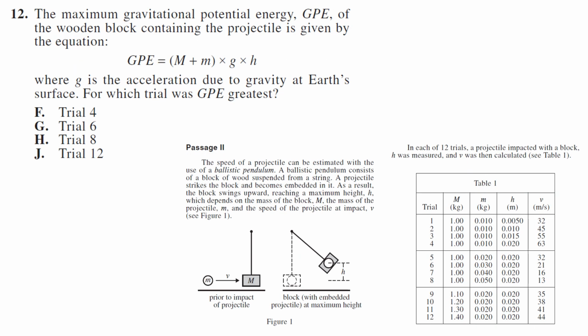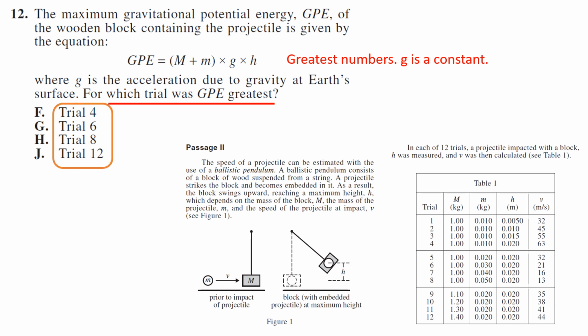Number 12, the maximum gravitational potential energy of the wooden block is given by this equation where G is acceleration due to gravity. For which trial was GPE the greatest? Well, G is going to be a constant, so we're just looking for which numbers are the biggest, because the biggest numbers are going to make the biggest acceleration, right? Because we have addition, multiplication. So we have 4 trials, 4, 6, 8, and 12. So just look at those 4 and see which one has the biggest numbers.